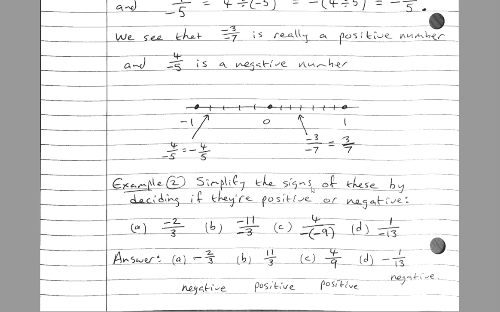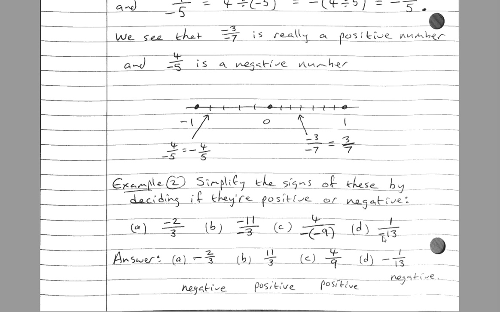Example 2, simplify the signs of these fractions, deciding if they're positive or negative. All right, so this is easy. We have different signs, so this first guy is negative 2/3. Same sign, so this is positive 11/3. What's happening on the bottom here? This means the opposite of negative 9, so that's really a 9 on the bottom. So this simplifies to just 4 over 9, so that's positive.